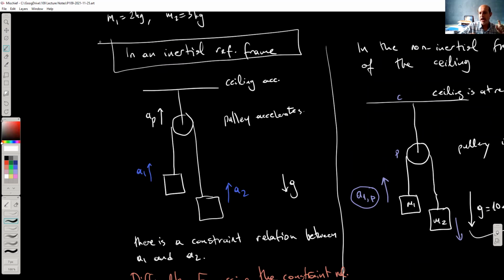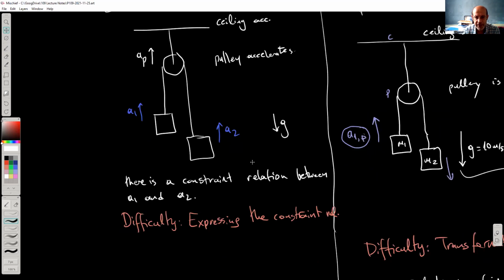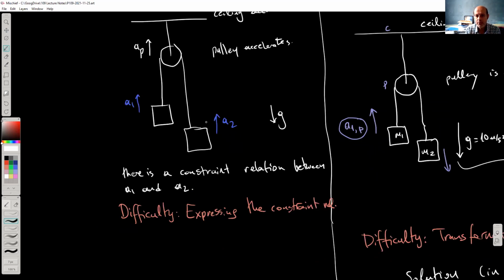So this is the solution of the same problem in the inertial reference frame. Now I want to pass to the other frame, but the difficulty in here is that there is a constraint between A1 and A2. But since the pulley is accelerating, it's difficult to express this constraint. Okay, so that's the difficulty. That's the one that I would like to solve. You can do it in many different ways. Let's just do it like this.